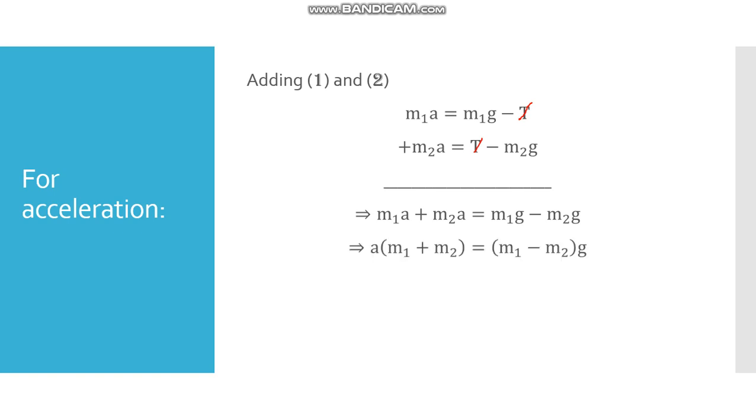Then we can take a as common, and in the bracket what remains is m1 plus m2, and here we can take g as common. What remains in the bracket is m1 minus m2 and g. Now we have to find the formula for a, so this value will come in the denominator, so the formula will become a equals m1 minus m2 times g upon m1 plus m2. So this is the formula for the acceleration.